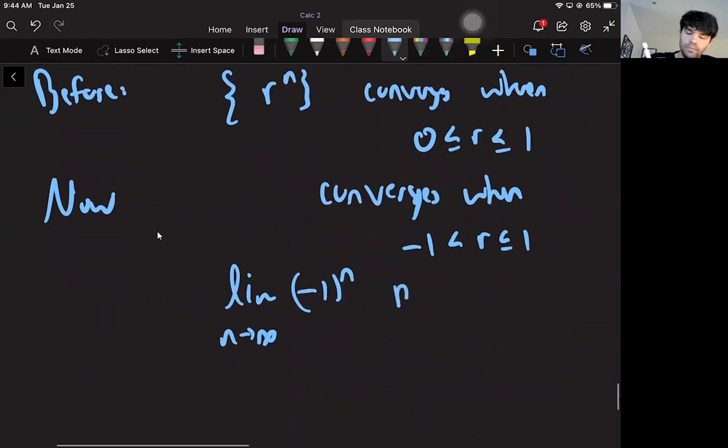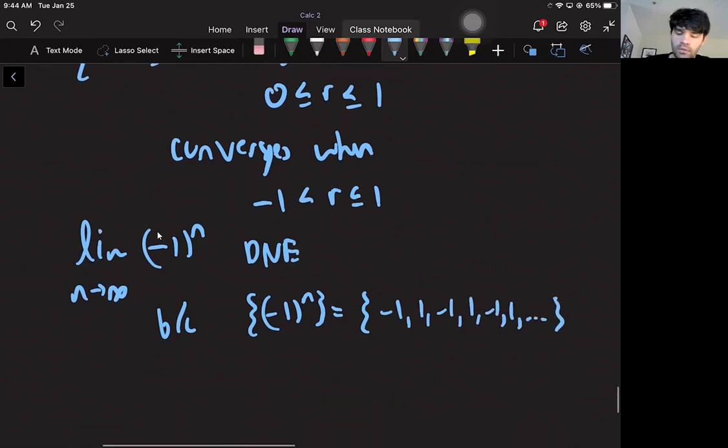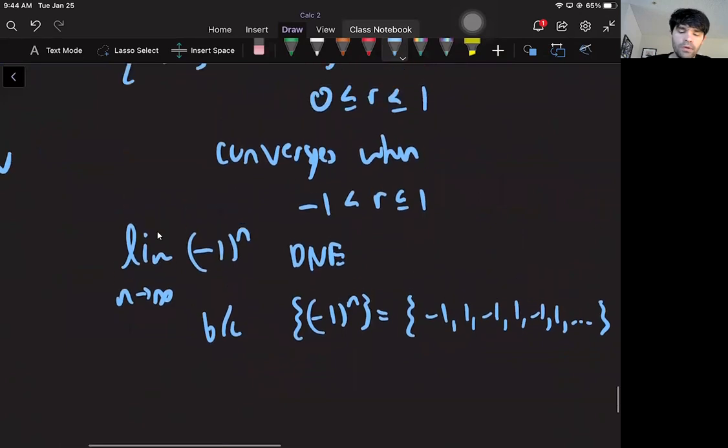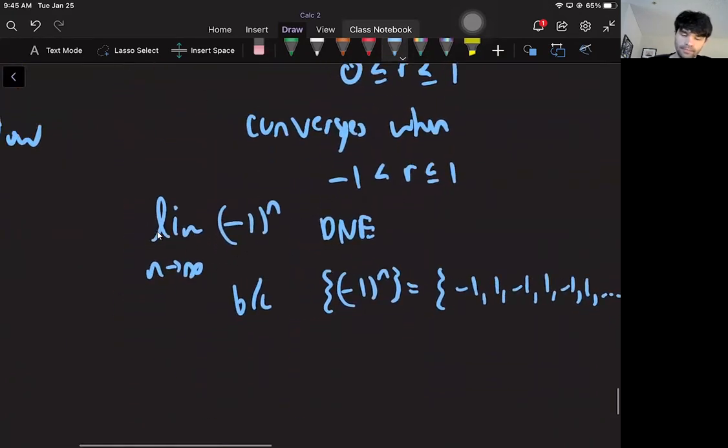And that's because the sequence will just look like -1, 1, -1, 1, -1, 1, flipping back and forth forever, and it's not shrinking, so it's not going towards 0. Whereas if you're a little bit above -1, like -2/3, -3/4, -1/2, things like that, then the argument that we just did will show that that limit is also 0.